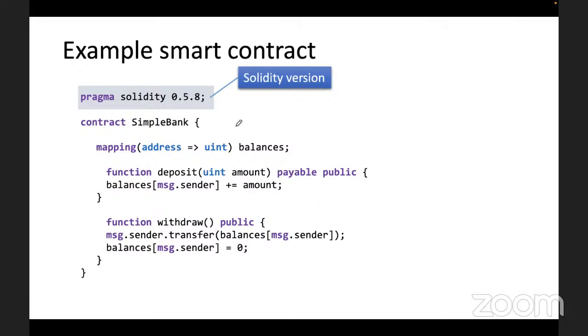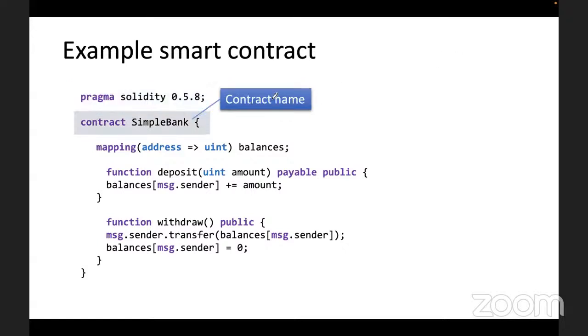As I have already told you, Pragma is the Solidity compiler directive, and this is the version. Various versions are available for writing smart contracts, particularly with reference to Solidity. After that, this is the contract name, so it is up to you what kind of name you want to give to your contract.